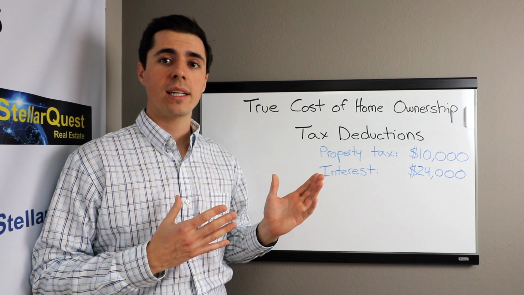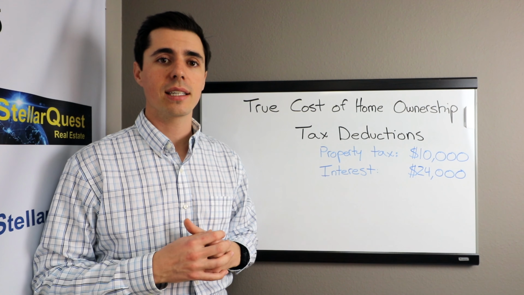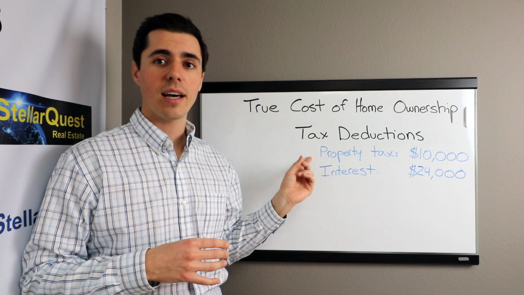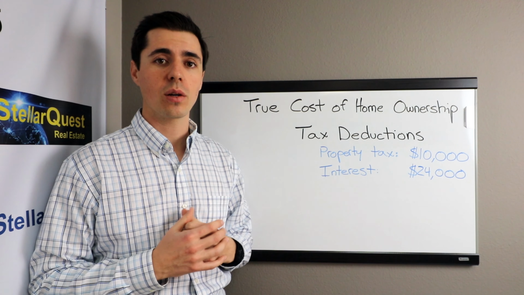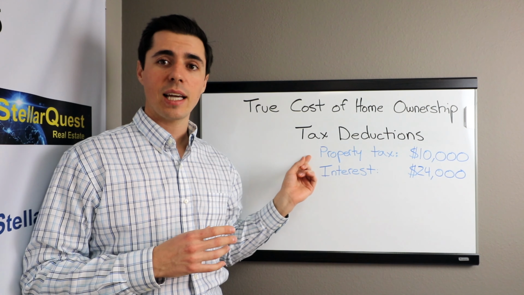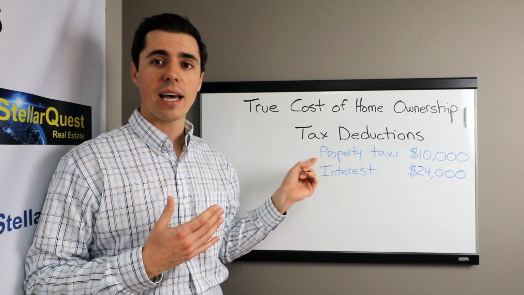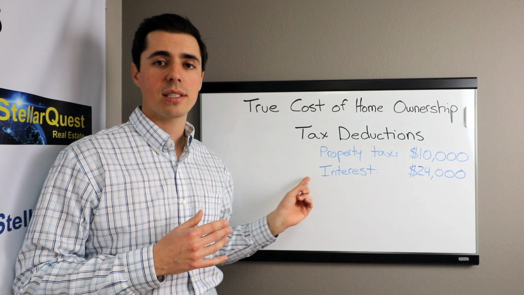The first one is the property tax and state and local income tax deduction. You can deduct up to $10,000 of combined taxes you pay for property tax or state and local income tax. In this example, our property tax alone is higher than $10,000, so we're going to max out that deduction here. Next is the mortgage interest deduction.